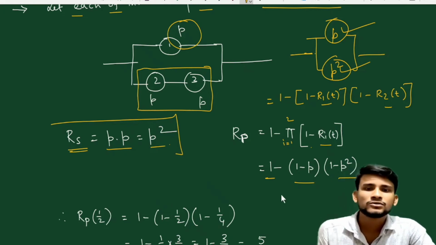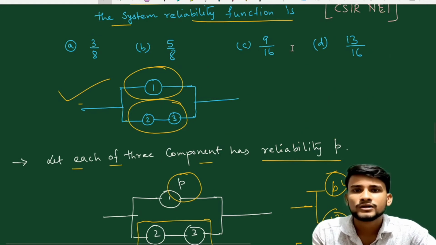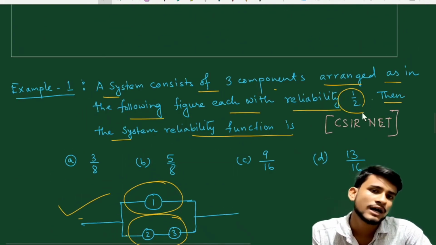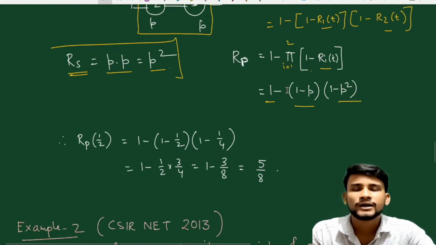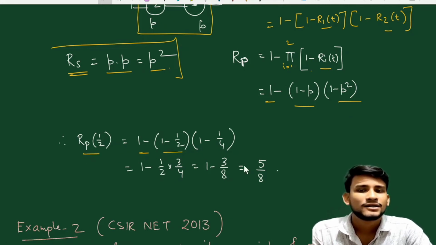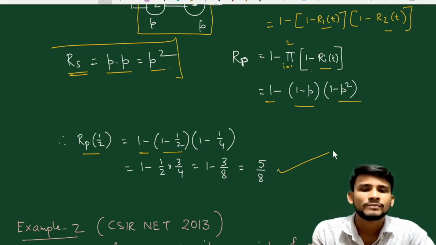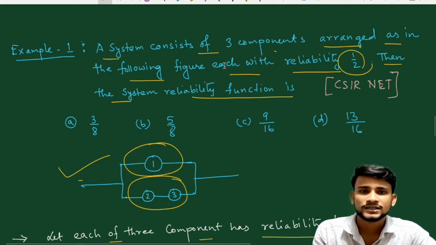Now we calculate for the value of p given in the question, which is half. So we put p equal to half. So R_P at half is equal to 1 minus, this is a simple calculation, and if we calculate, this is 5 by 8. So this is a question that comes in CSIR NET.